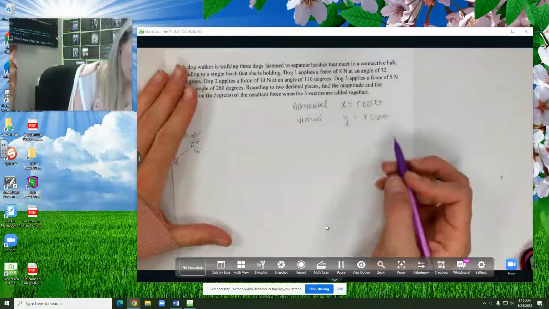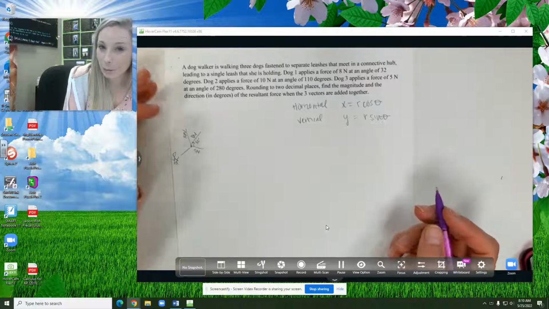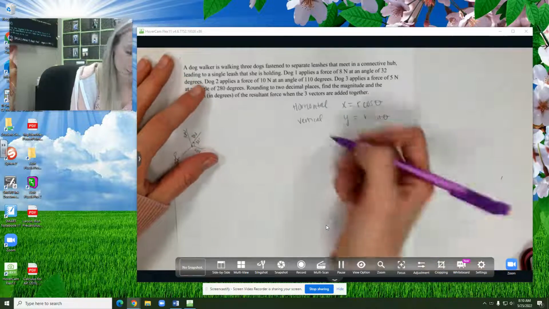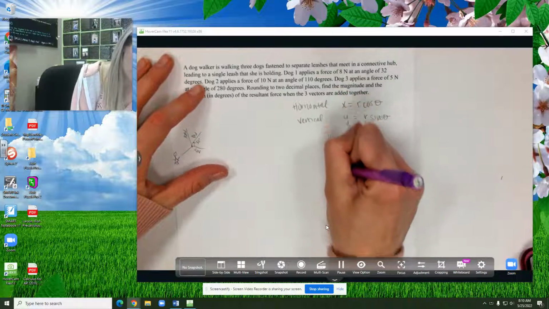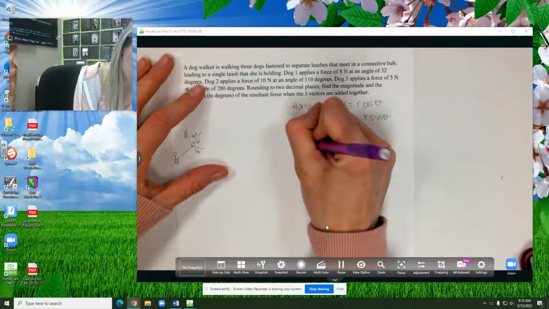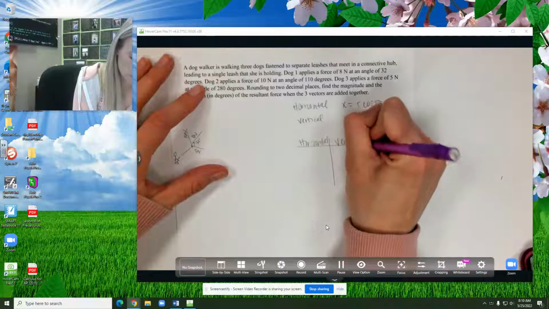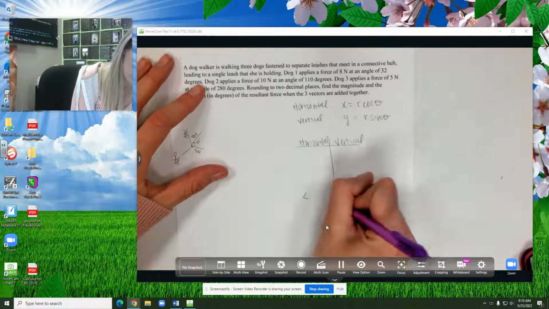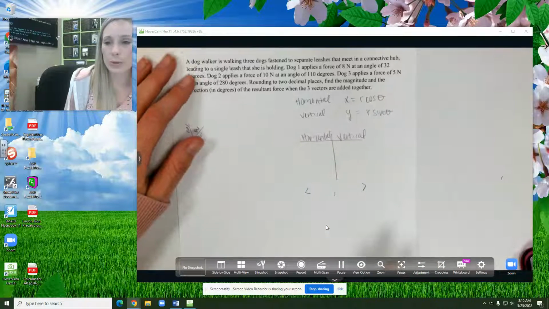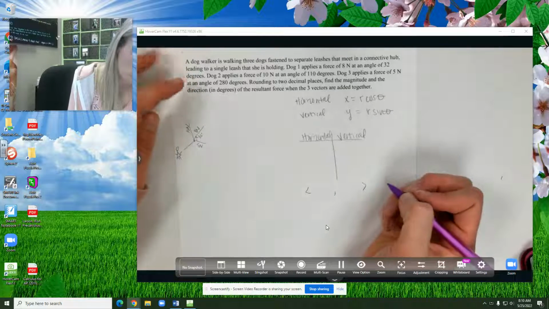are. I like to do this by just creating a little table. You don't have to create a table. I like to make this my horizontal and this my vertical. And in the end, I just put what those add up to. So I'm going to start with dog 1.